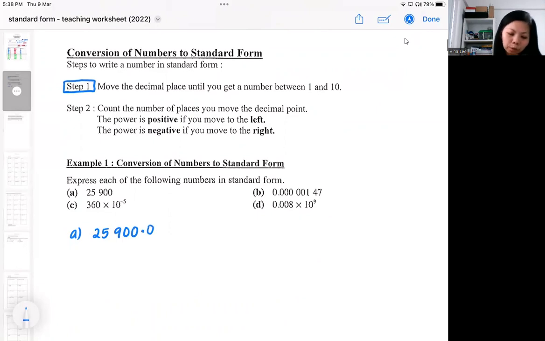So you're going to move to the left. 1, 2, 3, 4. You move until here, where you get a number between 1 and 10. So I move back 4 steps to the left.